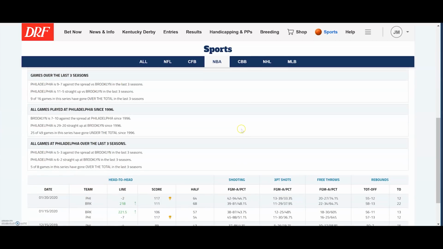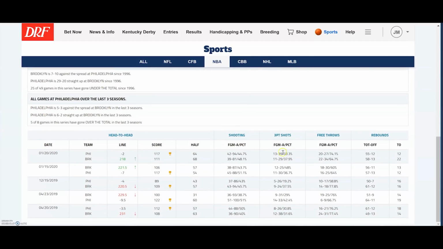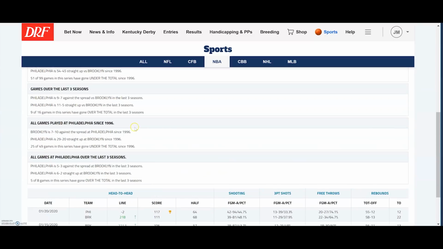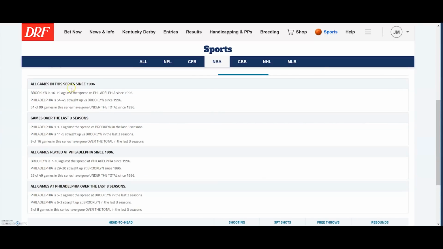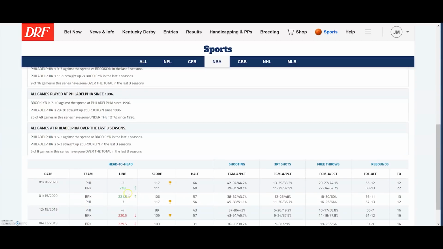Head-to-head action is, as it would describe here, the past meetings in which these two teams had played each other. We'll break it down going way back, to see if there's been a long-term edge from one team over another. We'll do the last 3 seasons in a summary, and we'll also summarize the games which are played at the current location.